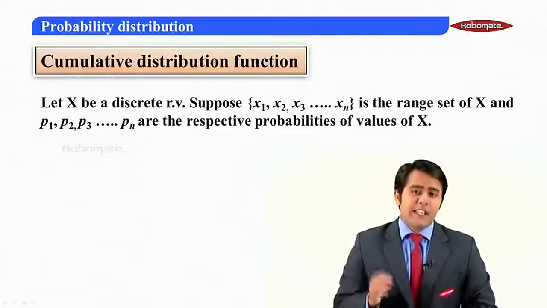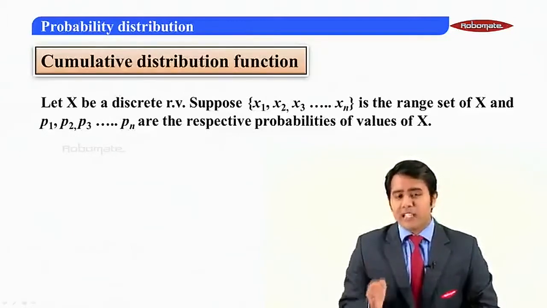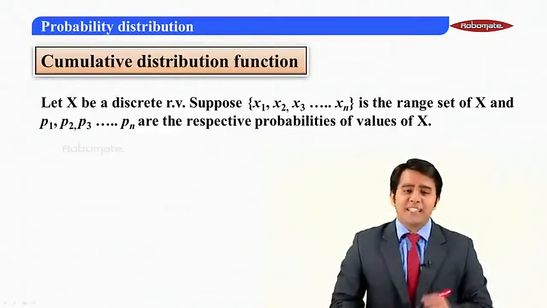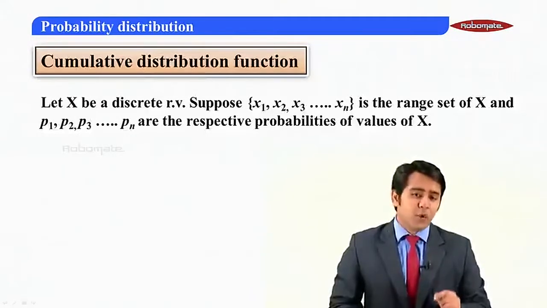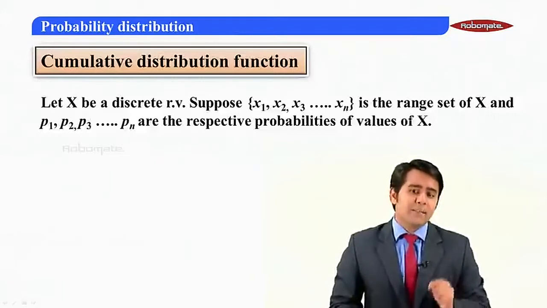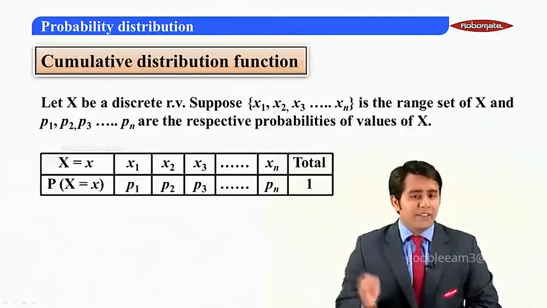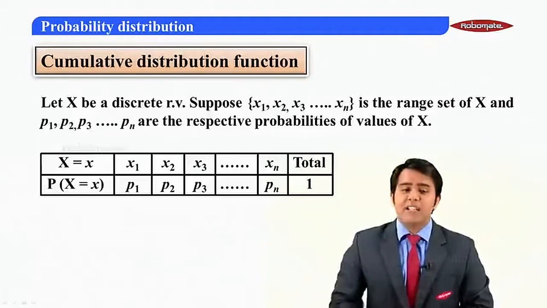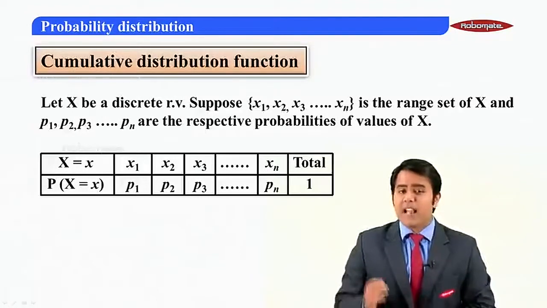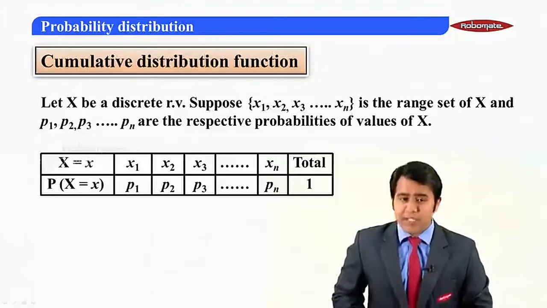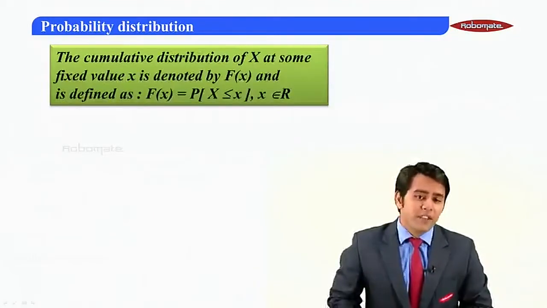Now for that, let x be a discrete random variable. Suppose x1, x2, x3 and so on up to xn is the range set of x, and p1, p2, p3 and so on up to pn are the respective probabilities of values of x. Then I have this as my probability distribution, where x and p(x) are the values of the random variable and its corresponding probability. Now using this, let us try to understand what is cumulative distribution.